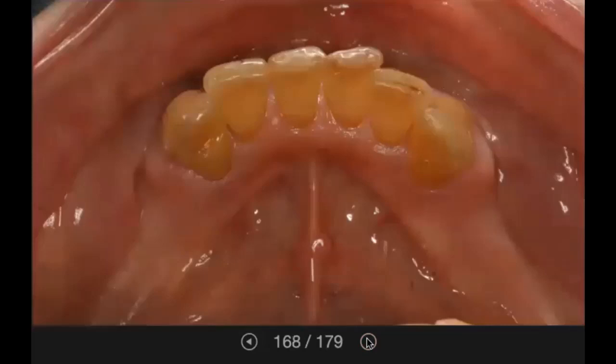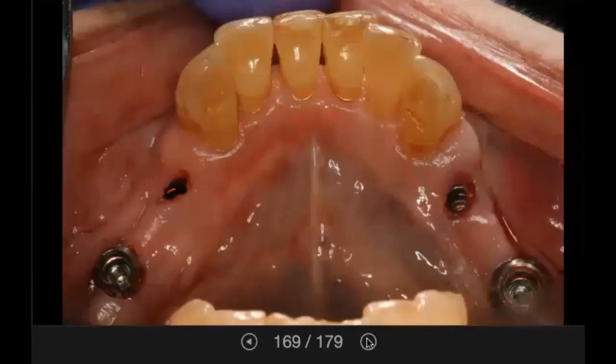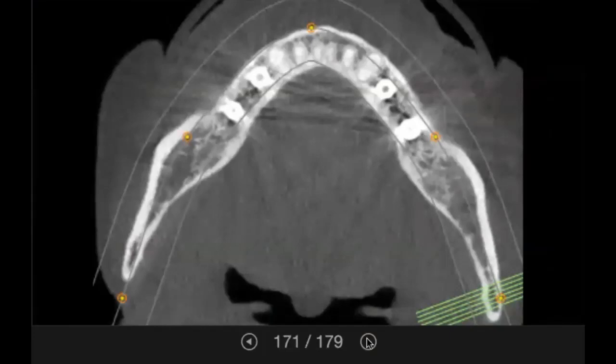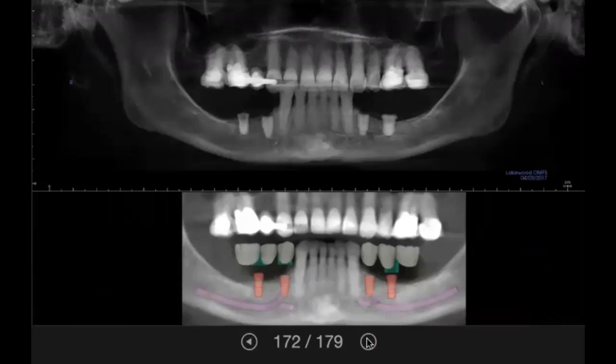The surgical site prior to implant placement. Implants are placed in a flapless fashion. Stock healing abutments are placed. Axial CT scan depicting ideal implant placement. Actual versus virtual implant placement.